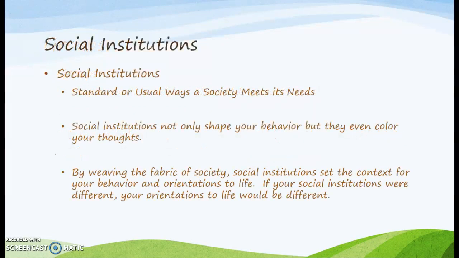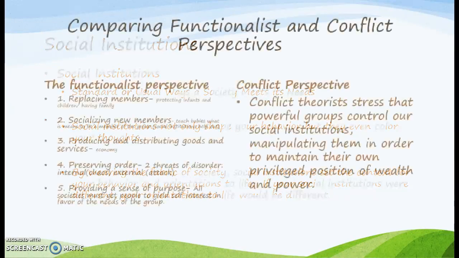Social institutions, what are these? They're standard or usual ways a society meets its needs. So social institutions not only shape your behavior, but they even color your thoughts, okay? By weaving the fabric of society, social institutions set the context for your behavior and orientations to life. And if your social institutions were different, your orientations to life would be different, okay?